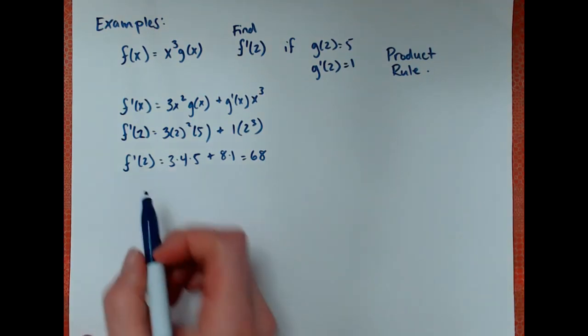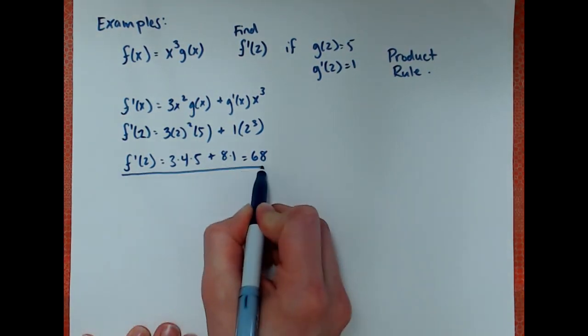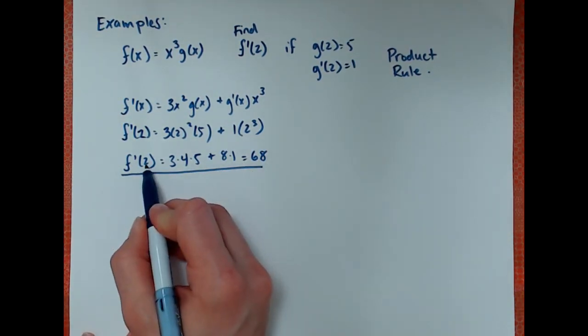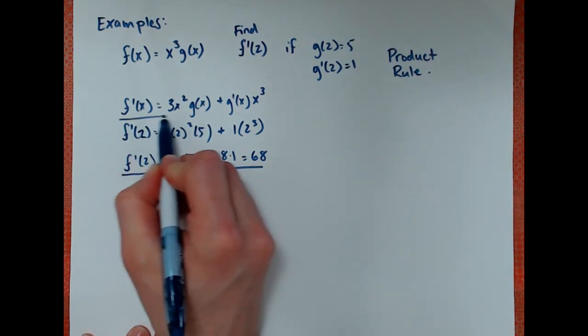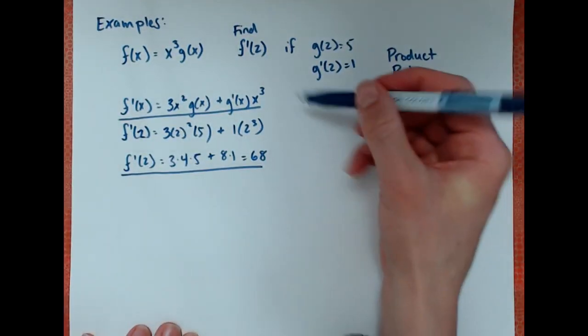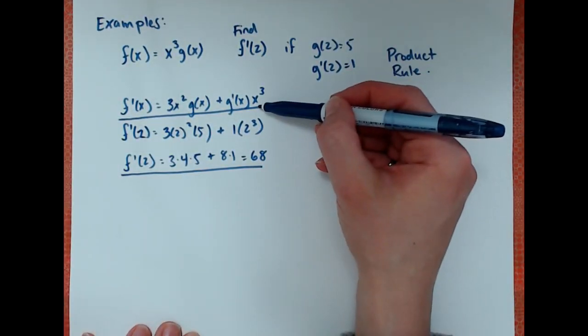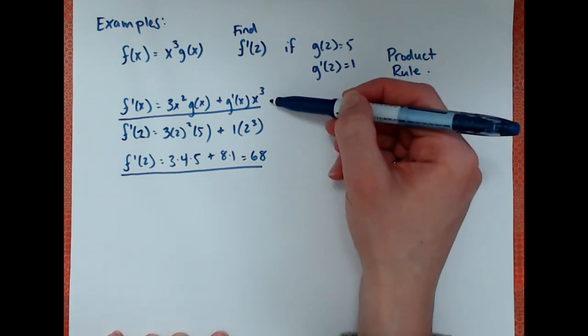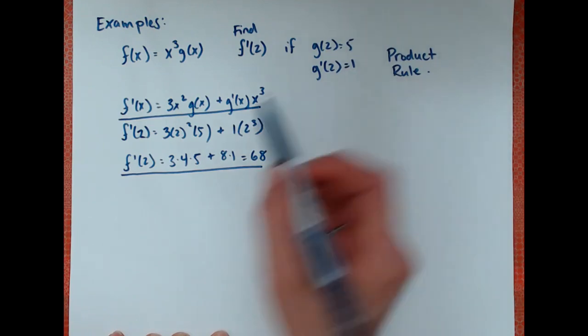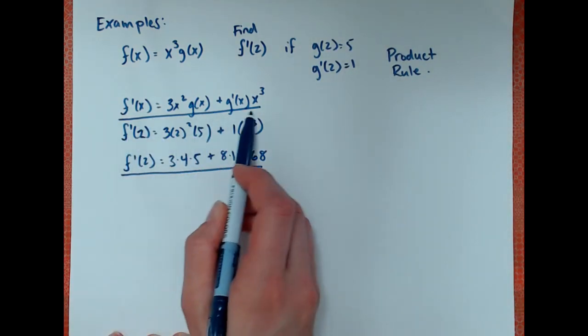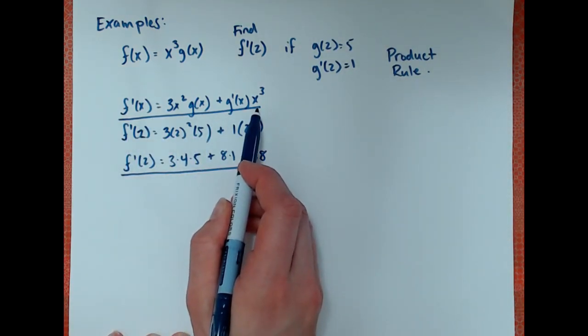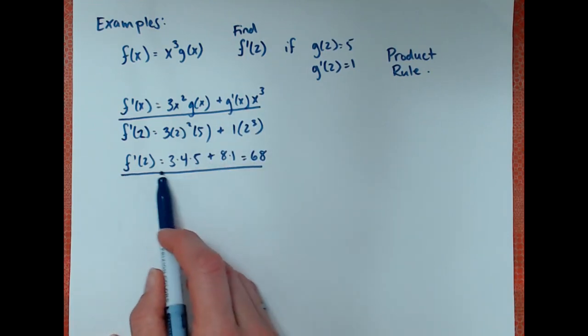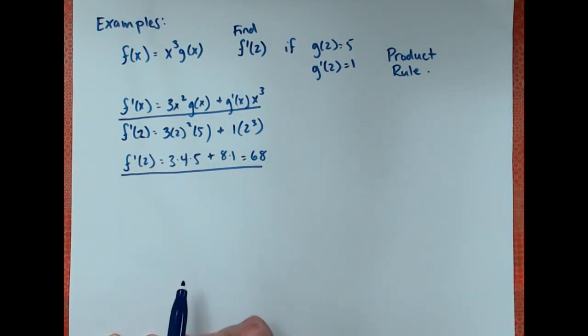So this here is the value of the derivative at one moment in time. This here is the function for the derivative for any value of x. So it's important to understand that distinction because some questions will require you to get the general derivative for any value, and sometimes it's asking you for that value at a specific moment in time.